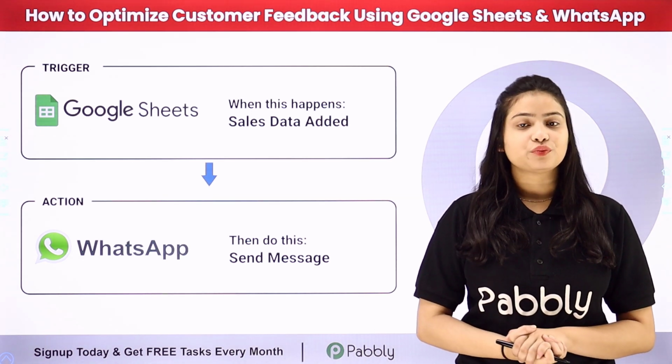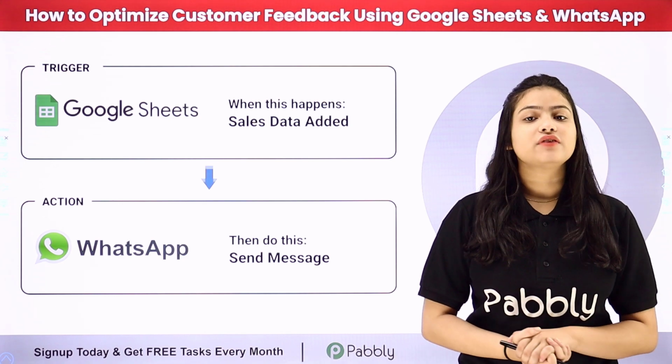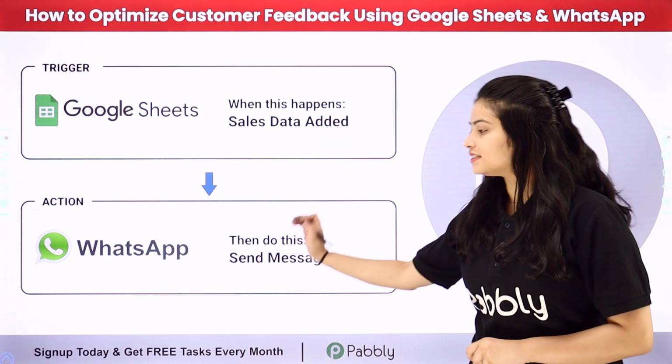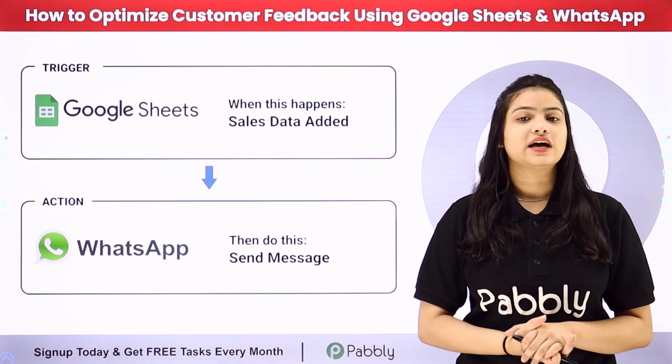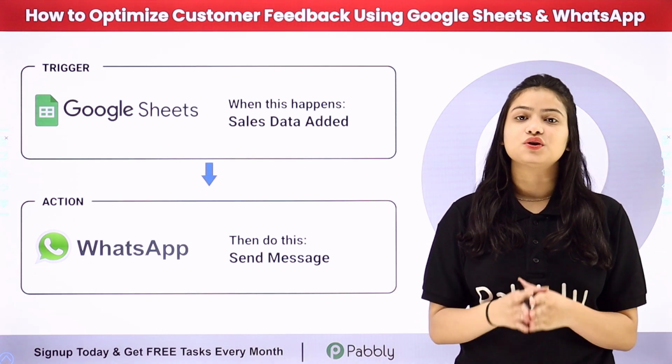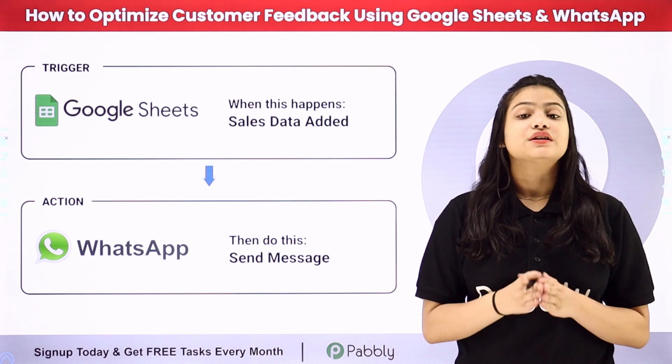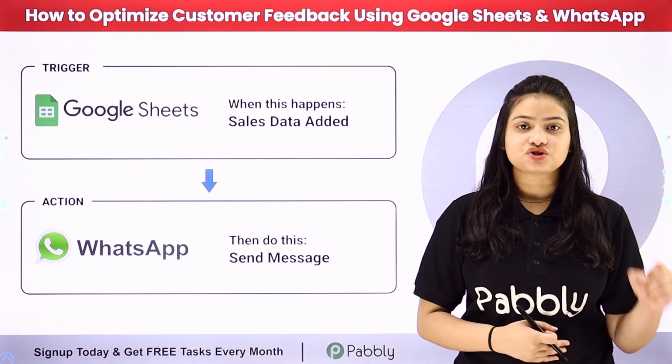So how we are going to automate this entire process? For this, we will have to set up a connection between Google Sheets and WhatsApp, and that I'm going to do without any coding or programming skills with the help of Pabbly Connect, which is an amazing automation and integration software. So Pabbly Connect works on two principles, trigger and action.